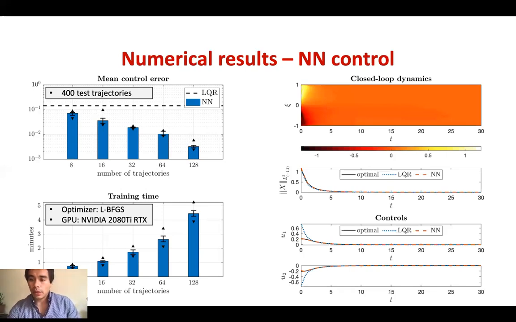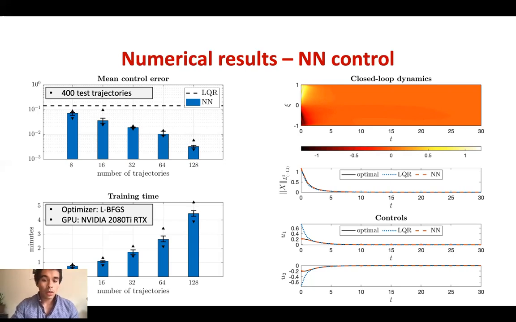So here's what it looks like in the closed loop system. On top, you can see that Burgers PDE being stabilized to the origin. The second line plot there is the norm in the L2 space of that PDE value. And in the bottom two, you can see the neural network control is tracking the optimal quite closely. And for this problem, LQR does stabilize the system, but if you look closely, it's doing like twice as much effort as the optimal or the neural network control.